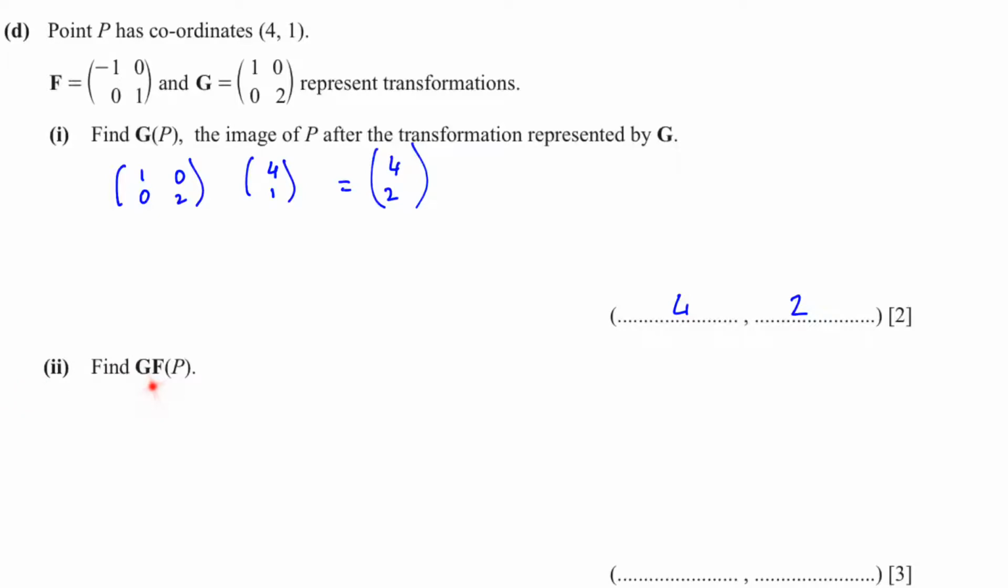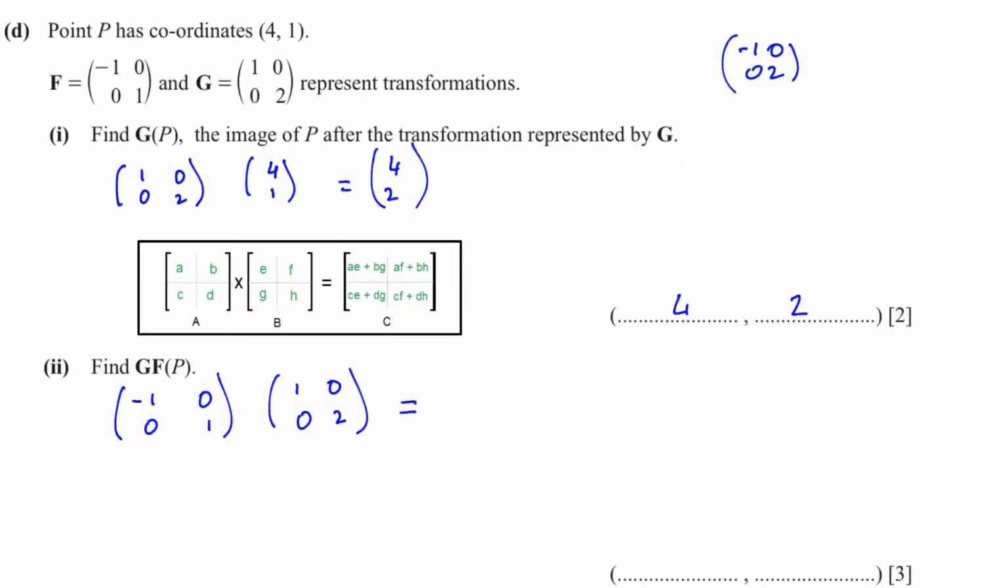D2, find GF of P. So we are going to multiply G with F. And when we multiply the row with the column, A multiplied by E plus B multiplied by D. When we are doing that, negative 1 multiplied by 1 is negative 1 and 0 multiplied by 0 is 0. So we'll have negative 1 here. And then again the row with the column, negative 1 multiplied by 0 is 0. 0 multiplied by 2 is also 0. So we write a 0 here.